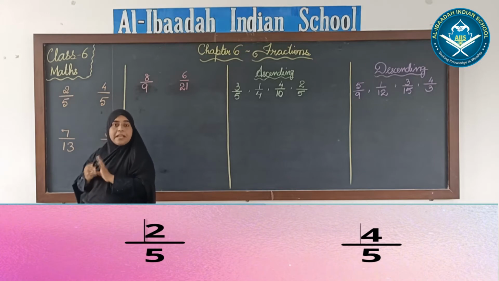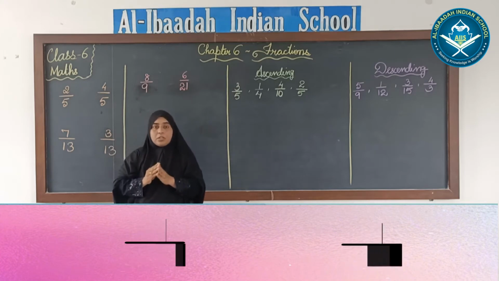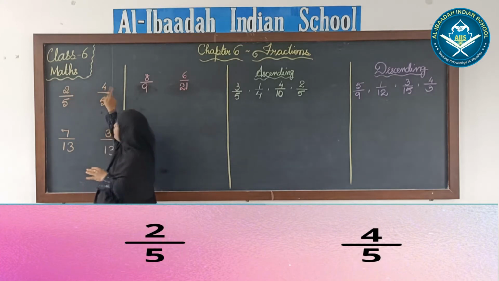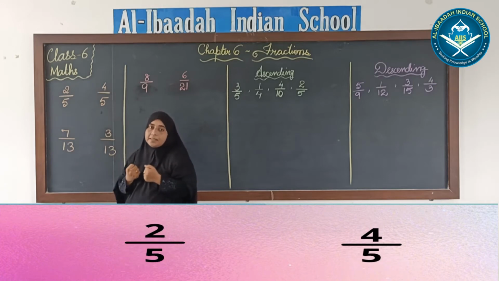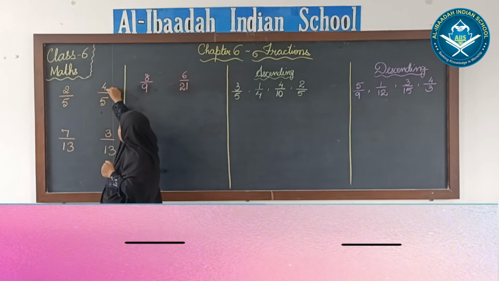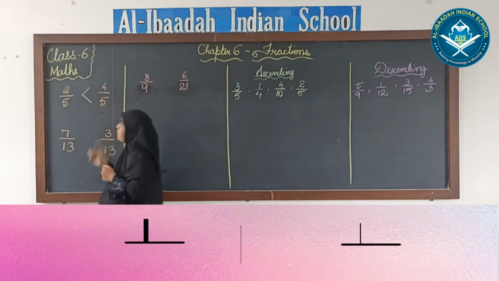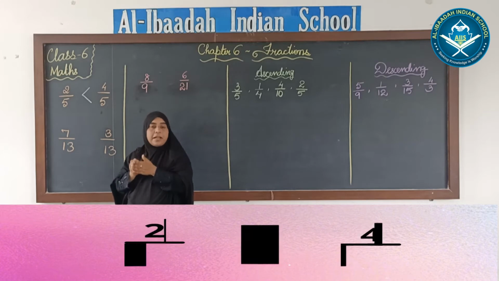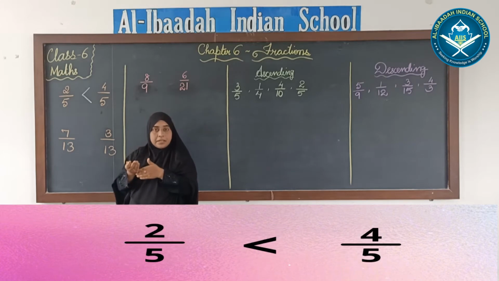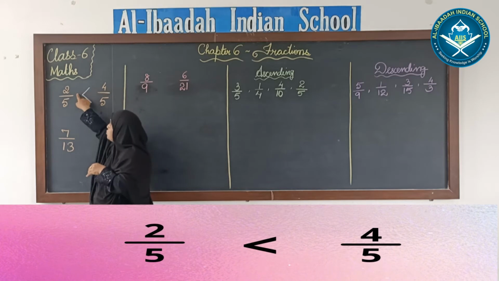Now when we have the same denominators, we have to only compare the numerators. Here numerator 2 and 4. Which one is greater in value, 2 or 4? 4 is greater than 2. So when this numerator is greater, then this fraction 4 by 5 is greater in value compared to 2 by 5. So in like fractions, whichever fraction has a numerator which is greater in value, that fraction will be greater in value. Now 4 by 5 is greater than 2 by 5.